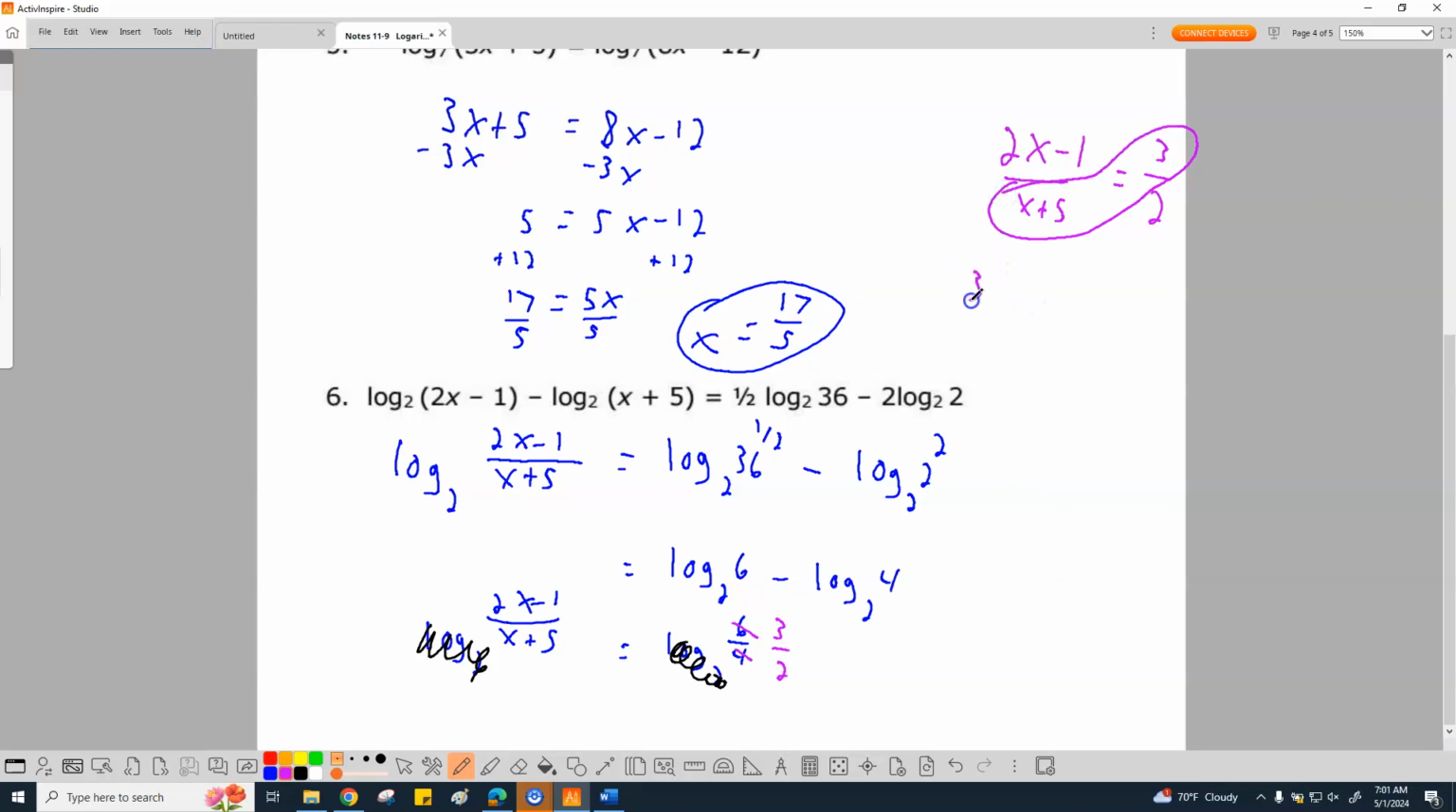And you put it together. So I have 3 times x plus 5 equals 2 times 2x minus 1. That's how you remove that fraction. You'd end up with 3x plus 15 equals 4x minus 2. Then you can solve it from there. I don't want to keep going. But that's what that looks like. That's all 6 problems worked.